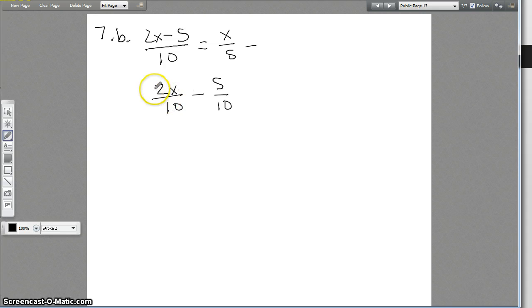Well, 2x over 10 simplifies into x over 5, which is exactly what we have here. Then we have the minus, and then we have 5/10. Now 5/10 can be simplified. If we divide the numerator by 5, we get 1. If we divide the denominator by 5, we get 2. So 1/2 is our answer. (2x minus 5), quantity, divided by 10, is equal to x over 5 minus 1/2.